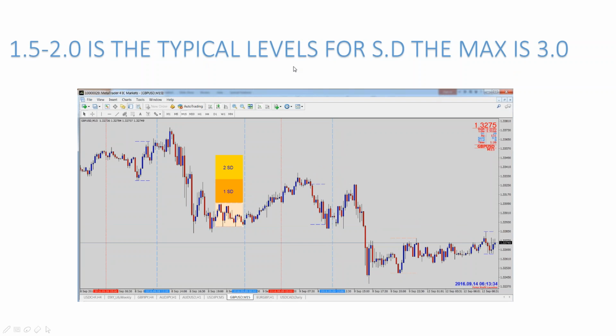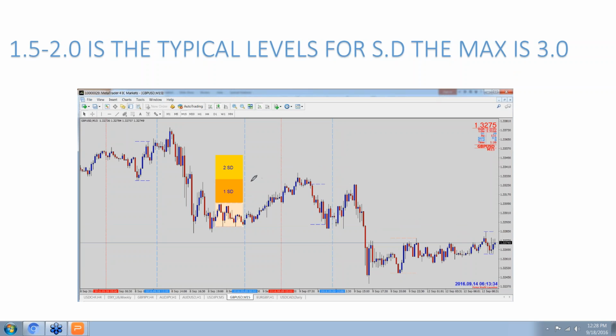So 1.5 to 2 is typically the levels for the standard deviation that you're going to see in price, as we've said. 3 is going to be the max. If you draw this across, you've got 1 standard deviation there, maybe 1.25 here, and then boom, price drops. So this is a level of confluence that you're going to add into your trading. I'm going to show you some more examples as we go forward.